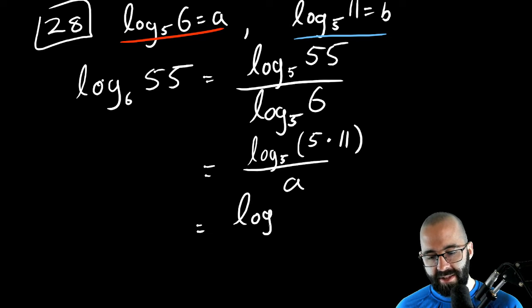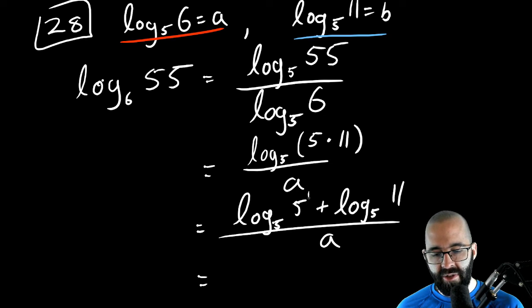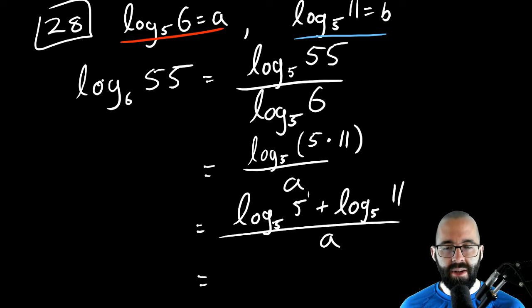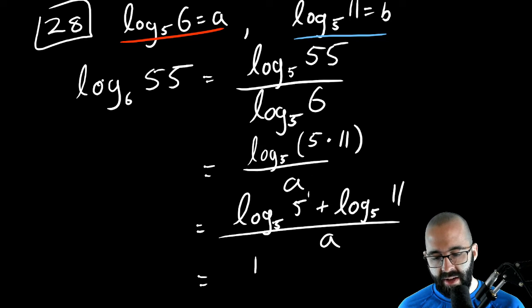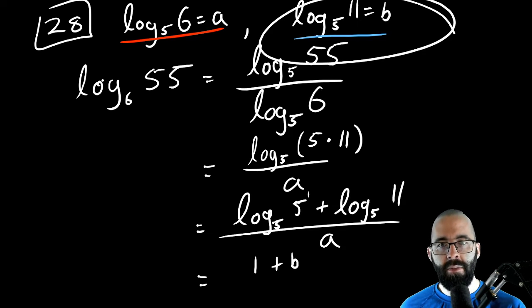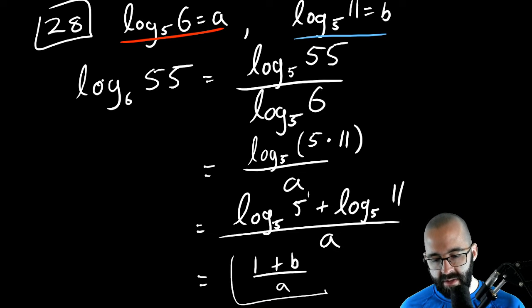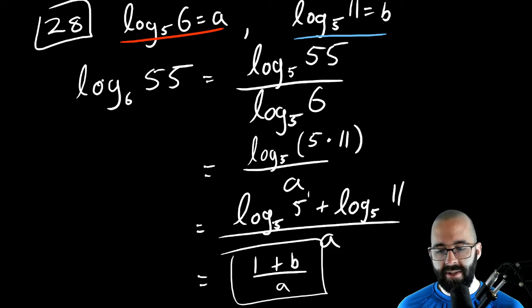So product rule says this is log base 5 of 5 plus log base 5 of 11, all divided by A. Log base 5 of 5 to the first power, use the inverse property. They cancel each other out. We're just left with that exponent of 1. And the second thing, log base 5 of 11, that's exactly B. 1 plus B over A is our final answer.